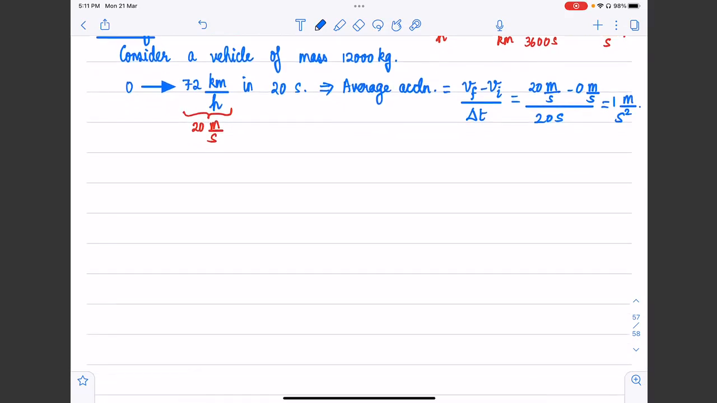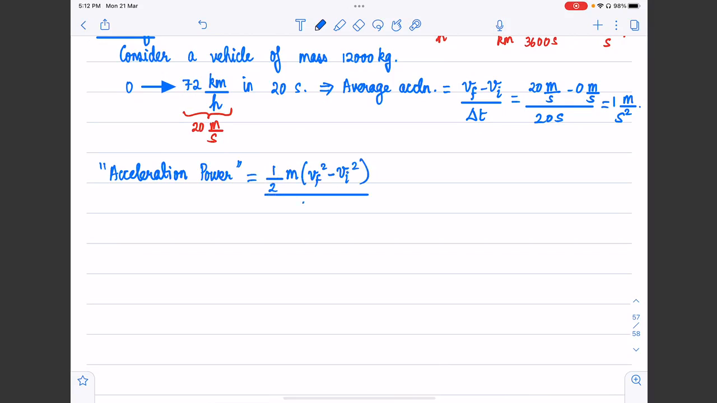So the corresponding average acceleration power. What do I mean by this acceleration power? I'm putting it in quotes because it's a non-standard term. What I mean is the rate of change of energy during this motion. At a bulk level, neglecting all other phenomena, we want to figure out the rate at which my kinetic energy needs to be changed. And as we know, the change in kinetic energy is 1 by 2 times mass times final speed squared minus initial speed squared, since the mass is constant, divided by delta t.